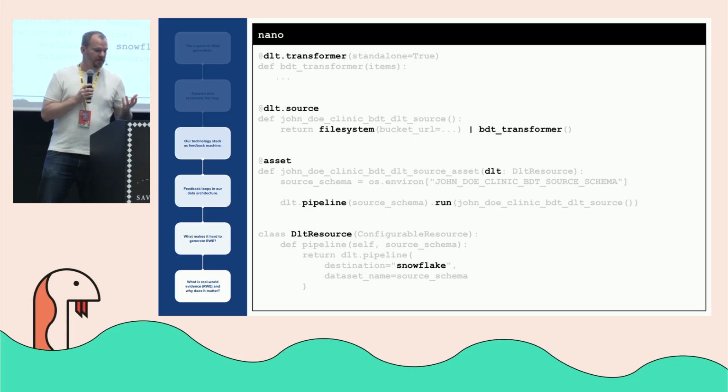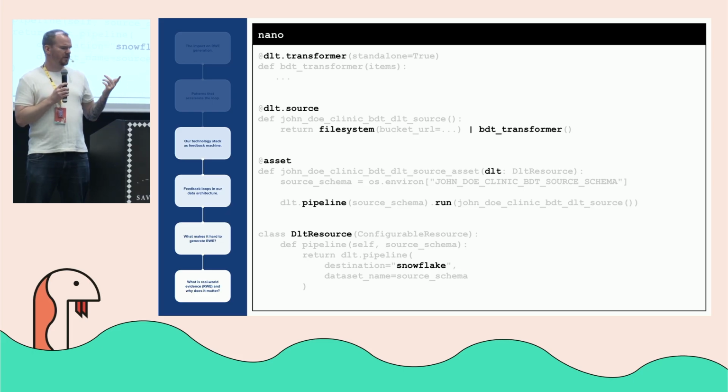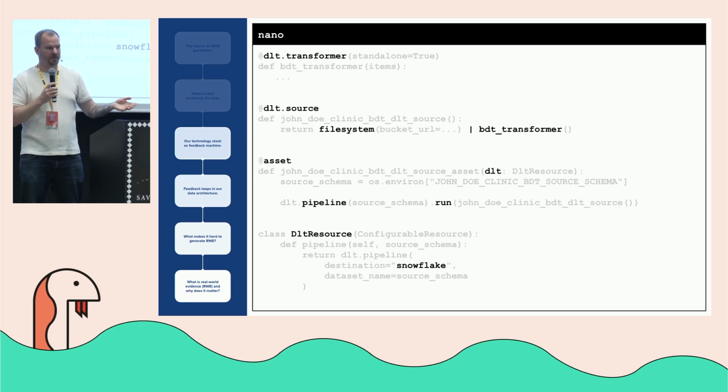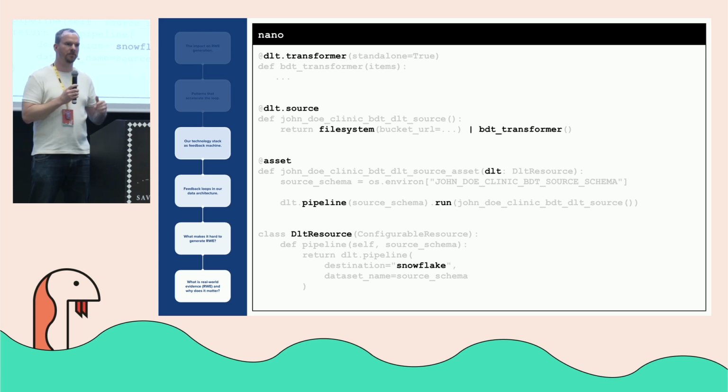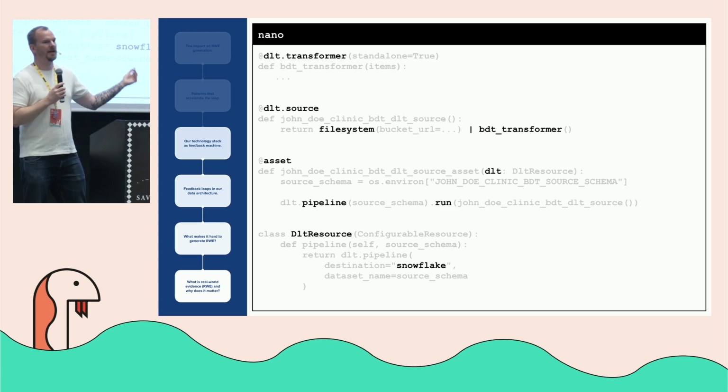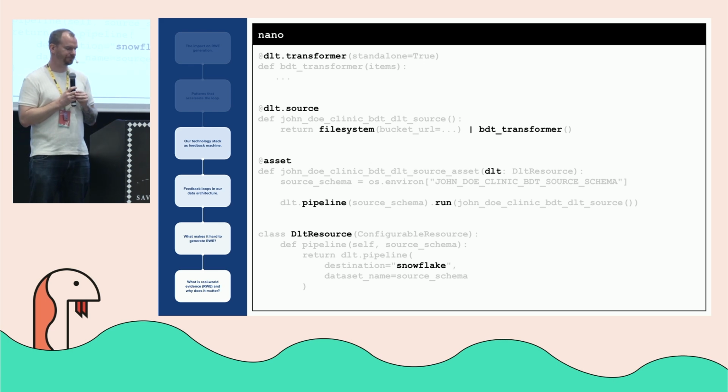Then we combine this into a DLT source. We use the file system function, which is built into DLT, which basically iterates over storage. In our case, it's an S3 bucket, it can be a local file system, and it basically gives you pointers to all the files in there with backtracking built in. And we pipe this together with our transformer. That's the pure DLT setup.